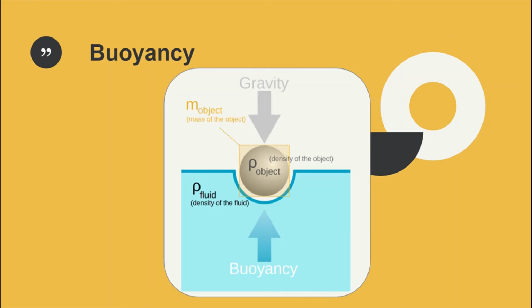Buoyancy is the force that opposes gravity when an object of density rho and mass m enters a fluid of density rho. As you can see in this helpful little visual, gravity is acting downwards on it, so buoyancy has to oppose it. Yeah, that's pretty much all you need to know. That's pretty much all the textbook says.